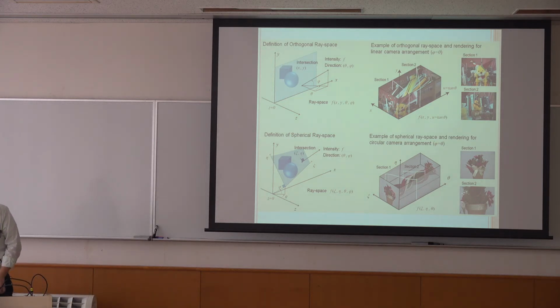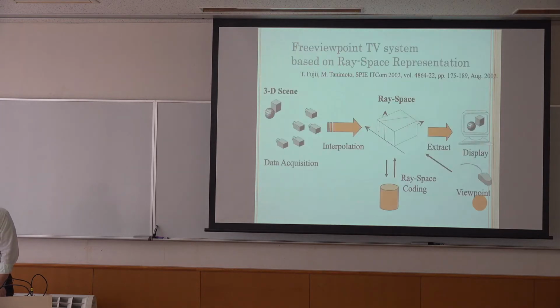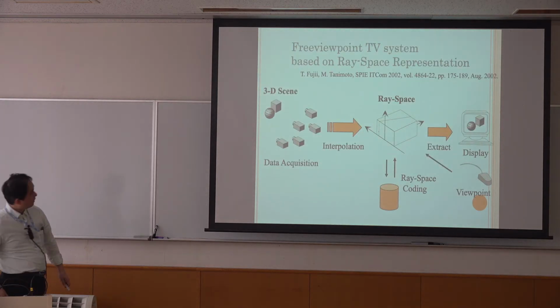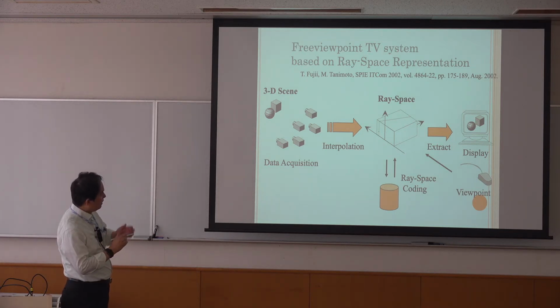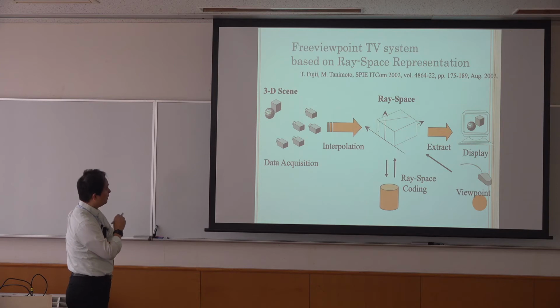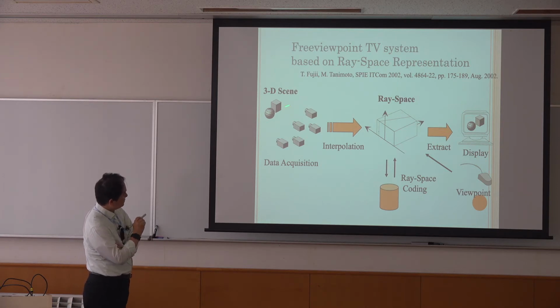Okay, and I'll show you some of this. So this is the paper from 2002 called the free viewpoint TV system based on ray space representation. This is a new type of 3D transmission system.